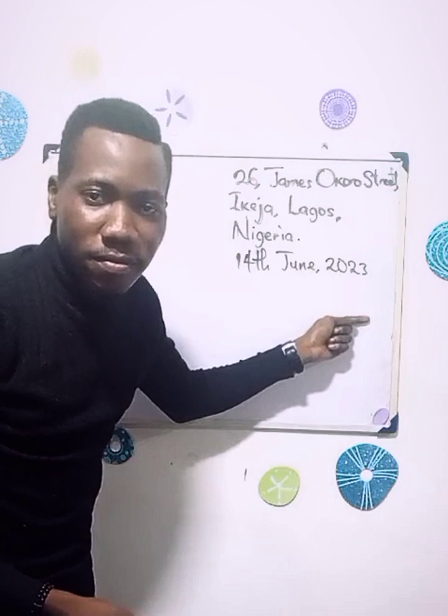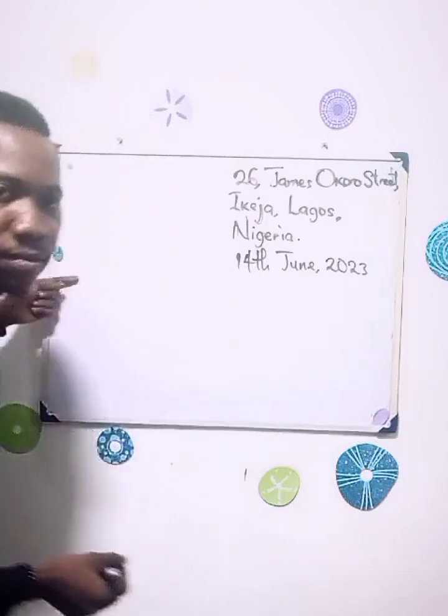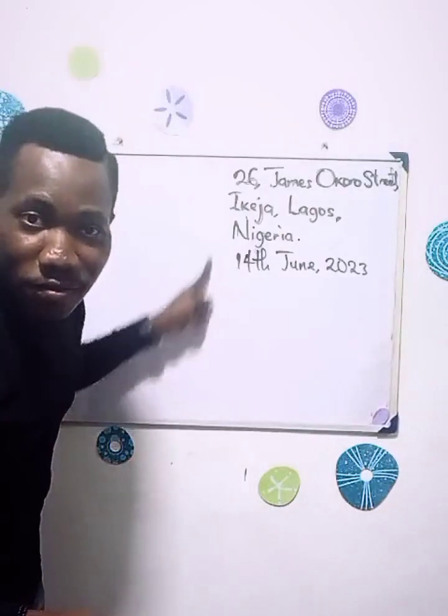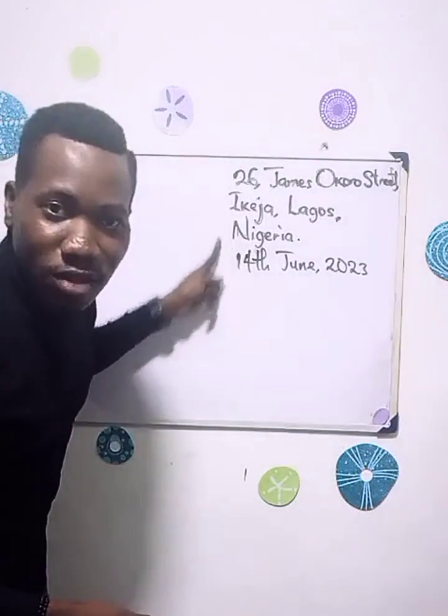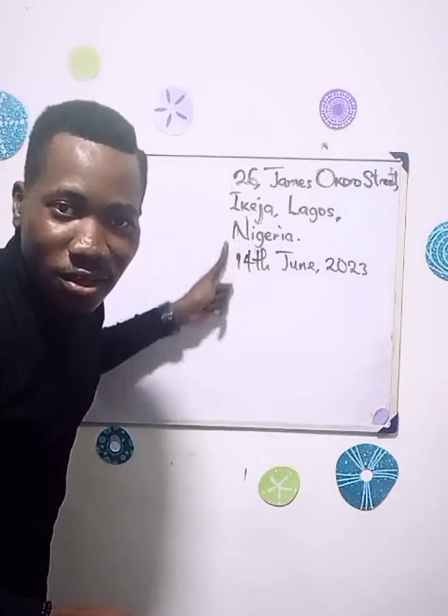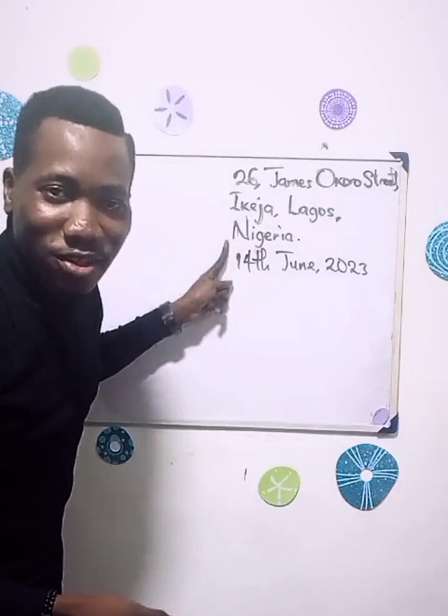Dorcas, the correction. While you're writing, it should be on a straight line. Yes. Is this not straight? Where's Dorcas? Dorcas, is this not straight?